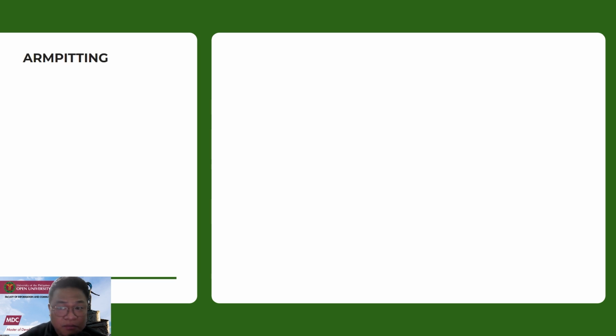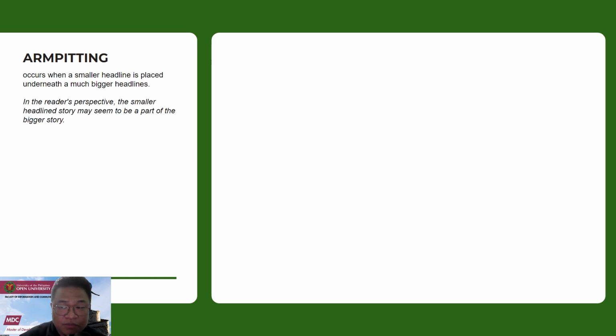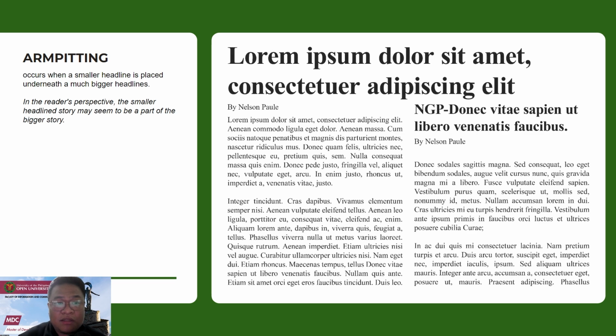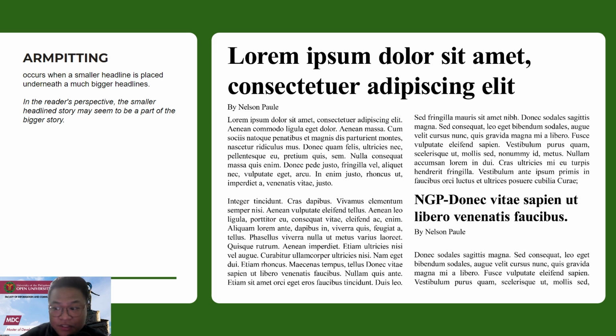Third, armpitting occurs when a smaller headline is placed underneath a much bigger headline. In the reader's perspective, the smaller headline story may seem to be a part of the bigger story. We can avoid this by having at least 8 lines of text above the second story.